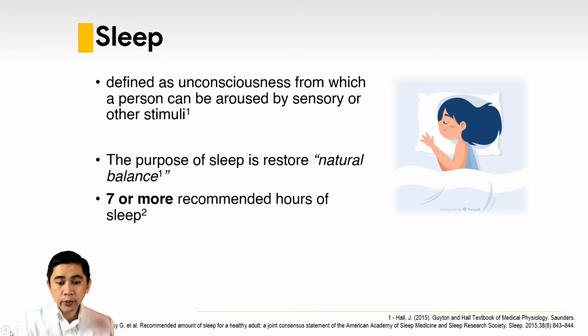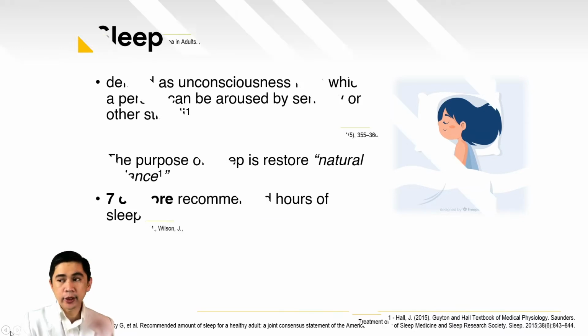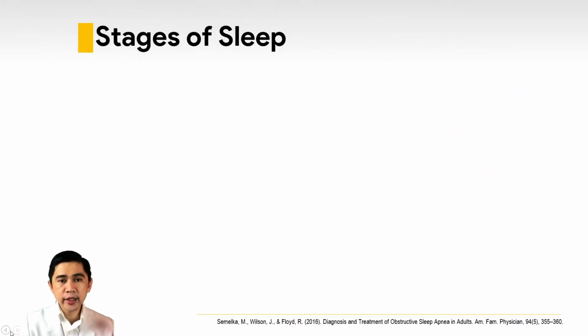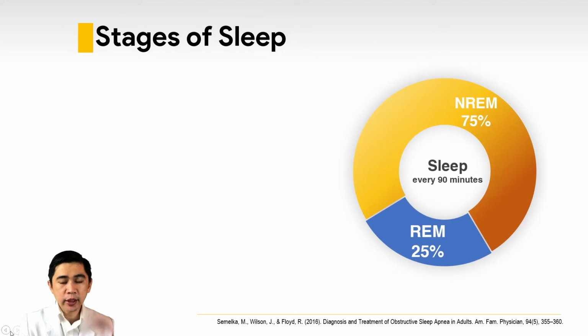So sleep is a central way of restoration, and the body will follow suit. And this is according to Guyton. And according to the American Academy of Sleep Medicine, an average adult will need 7 or more recommended hours of sleep. Lesser than that, the adult will have already sleep deprivation. So let's talk now of the stages of sleep, as you will see in this graphic.